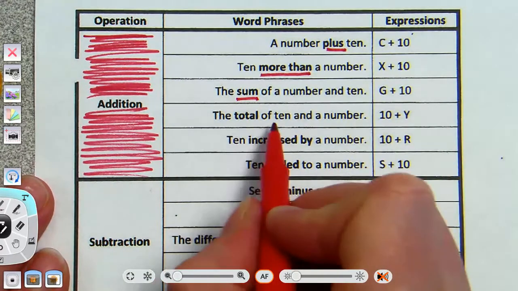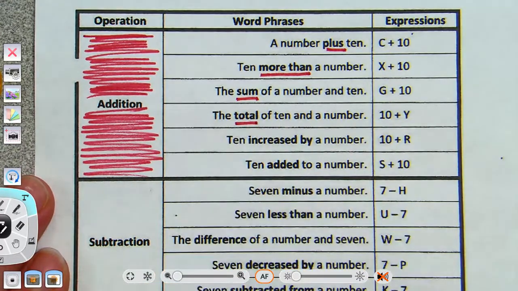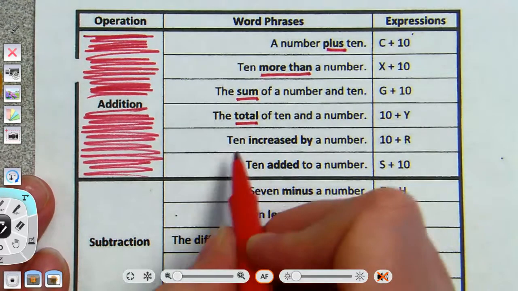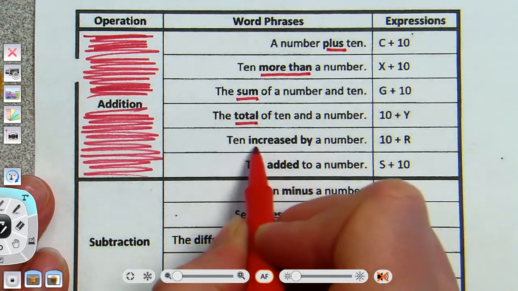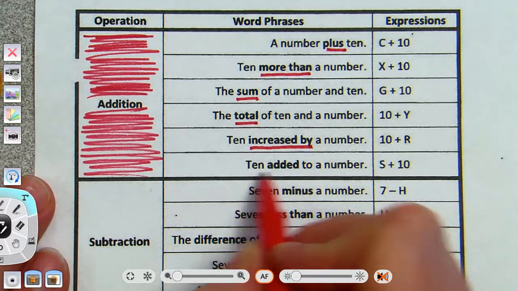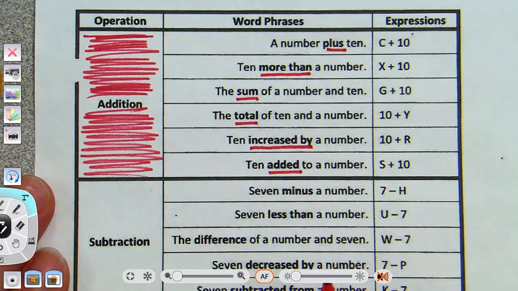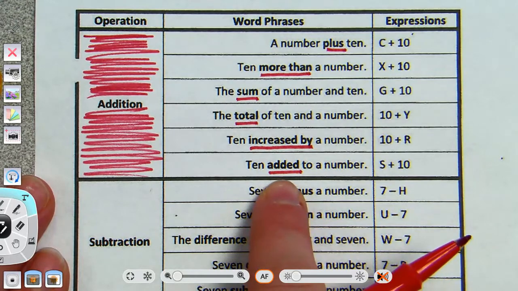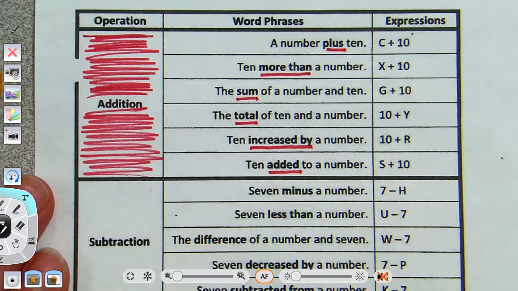The total of 10 and a number. Total usually means addition. 10 increased by a number. When we increase by, we're usually adding. And then 10 added to a number. This one's the easiest one because it really almost has the word addition hidden in that word add. Okay, so these are some ways that we might hear or read words that mean adding.